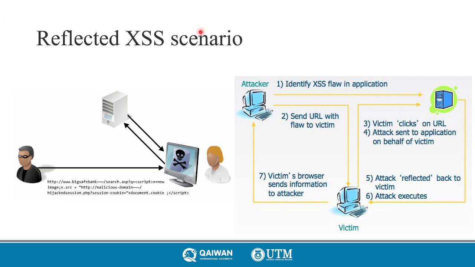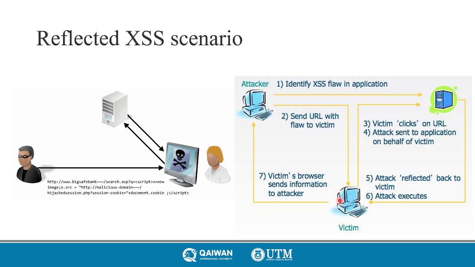Now the reflected XSS scenario. First, the attacker will identify an XSS flaw in the application. They will go to a website and see that there's a flaw, an XSS error, in this application. Second, send the URL with the flaw to the victim. The victim clicks on the URL, and the attack is sent to the application on behalf of the victim. Now, the attack is reflected back to the victim, and the attack executes. Okay, this is the victim, it will send it to here and the attack will execute.